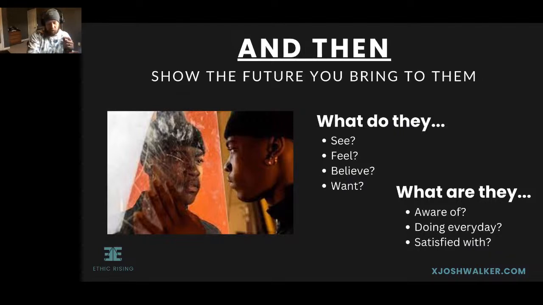And once you show them the current state of where they are, the second part of your job is to show them the future and bring them along with the future and do the same thing in the future. What are they seeing? What are they feeling? What are they believing? What do they want? And then what are they aware of? What are they doing every day? What are they satisfied with as a result of working with you? So you want current state, and then you want to bring them along to the future state. And it's the same questions. And then what you're talking about is, how do I help you transform from current state into the future, the state that you desire?